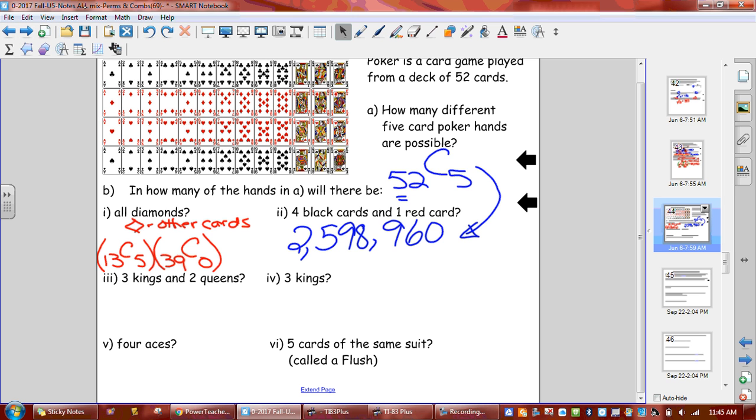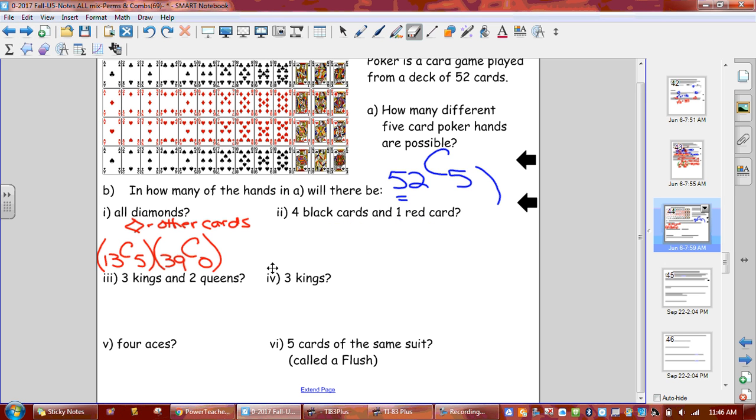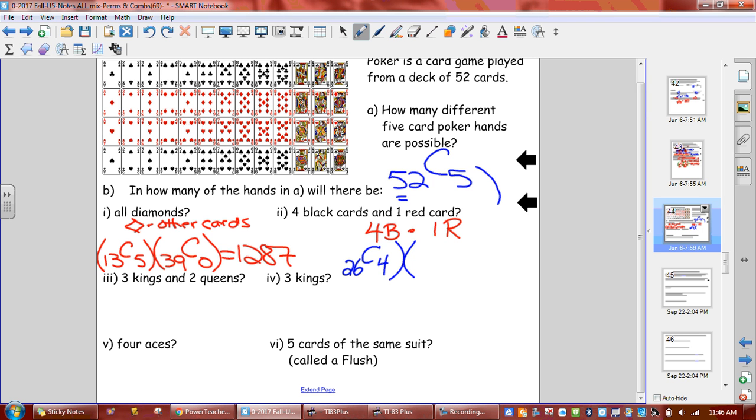1, 2, 8, 7. Let's take a look. You want 4 black, 1 red. So we want 4 black times 1 red card. The way we would write this one, how many are black? 26 are black. 26, choose 4 of them. And how many are red? 26. Choose 1 of them. So 26 choose 4 times 26 choose 1.